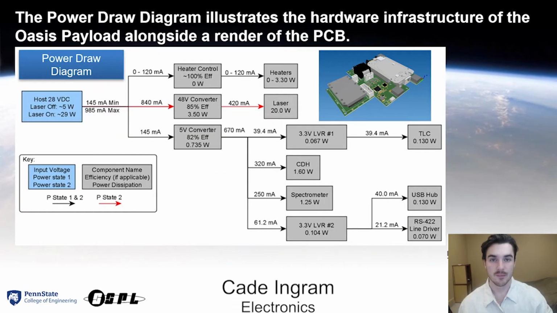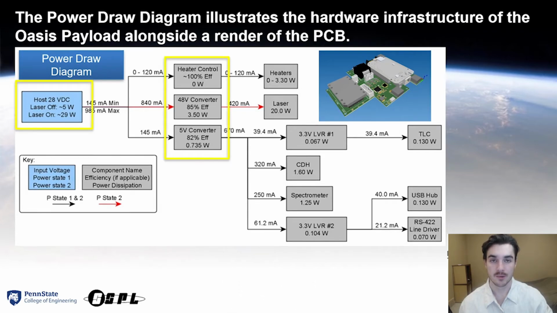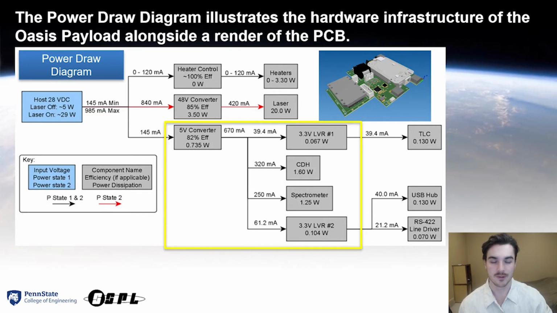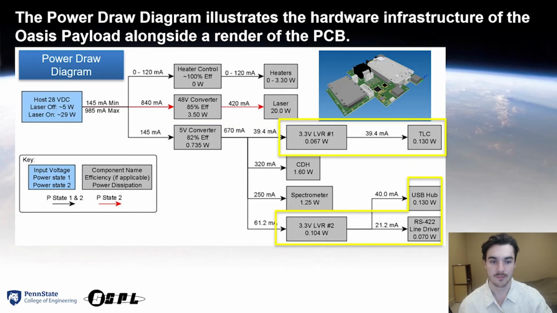The Oasis PCB provides the hardware required for power delivery and communications for the laser, spectrometer, and thermal control system. As shown in this power draw diagram, 28-volt DC is passed to two DC-DC converters and the heater control MOSFETs. A 48-volt converter supplies power to the Oasis laser. A 5-volt converter supplies power to two 3.3-volt regulators, the BeagleBone Black flight computer, and the spectrometer. One 3.3-volt regulator is the dedicated power supply for the TNC 3.2 thermal logic controller, while the other supplies power to the USB hub and RS422 line driver.